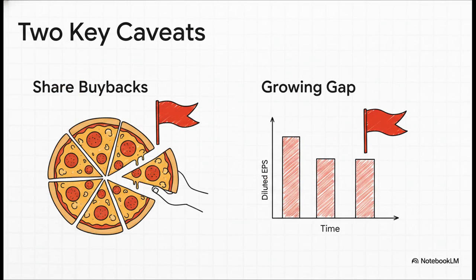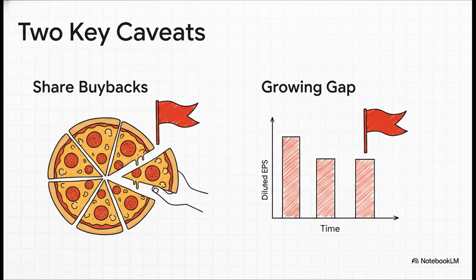First up, share buybacks. Remember our pizza analogy? A buyback is when a company uses its cash to buy its own stock, which basically just reduces the number of slices. The pizza itself, the total profit, might not have gotten any bigger, but since you're dividing that same profit by fewer shares, boom, the EPS goes up automatically. Now, sometimes buybacks are a great idea, but they can also be used to hide the fact that profit growth is slowing down. You have to ask, is EPS rising because the business is on fire or just because the share count is shrinking?